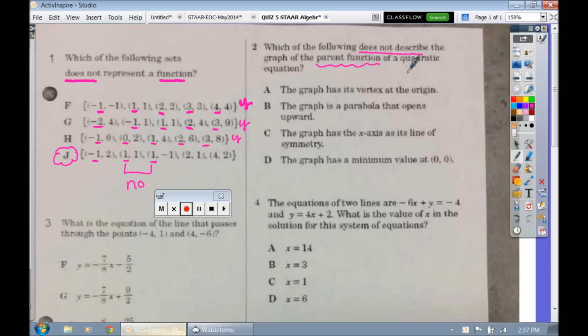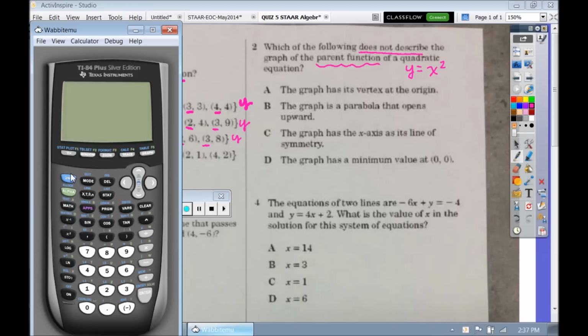Question 2, which of the following does not describe the graph of the parent function of a quadratic equation? Y equals x squared. Memorize it. Let's graph it. Y equals x squared. And let's look. The graph has a vertex at the origin. That's true. We're looking for something that's false. The graph is a parabola that opens upward. That's true.